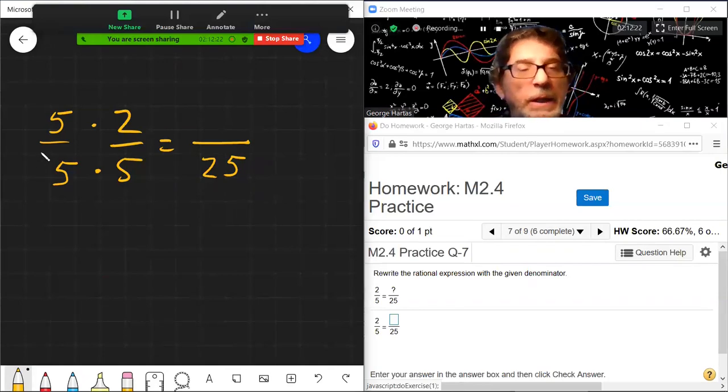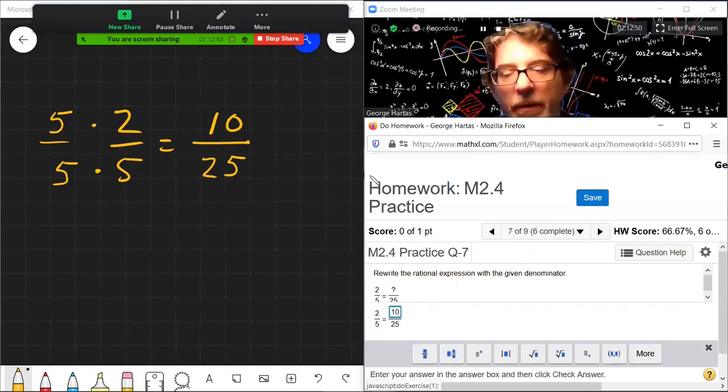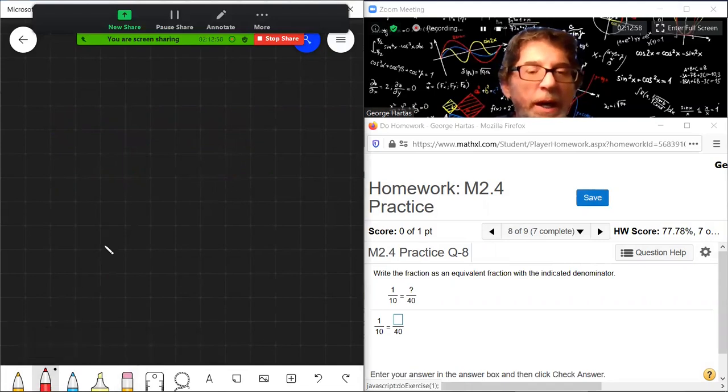Okay, so we don't need this fraction, but it's there. We can keep it, whatever. It doesn't really matter. The important thing here is that we're trying to find what this number is. Well, 5 times 2 is 10. And 10 over 25 reduces to 2/5. So you can go both ways with this, right? So 10 over 25 is what we're looking for here. Once you get the hang of what the technique is, these aren't too bad.